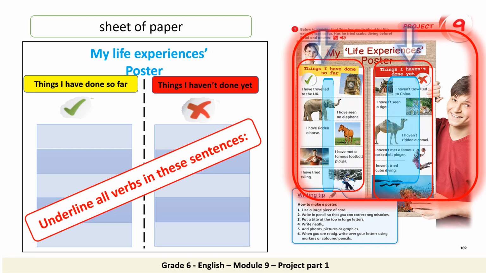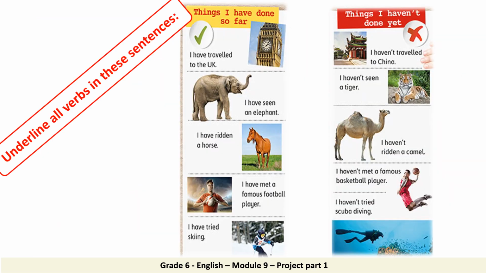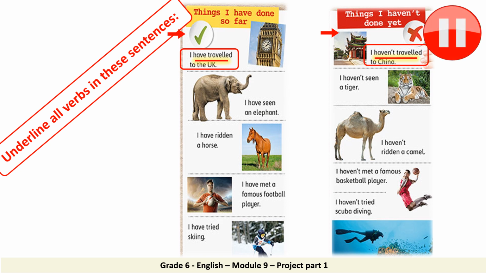And now let's look at these two lists and underline all the verbs here. Now let's look at these sentences and underline all the verbs. Number one, I have traveled to the UK. Excellent, the verbs are have traveled. The second one, I haven't traveled to China. Well done, haven't traveled are the verbs. Now stop the video for a while and do the same for the rest and check your answers.